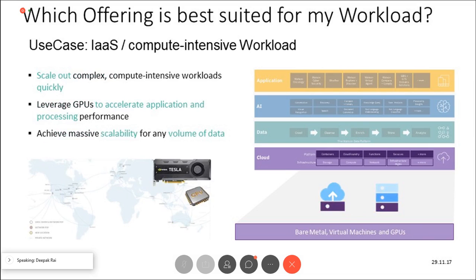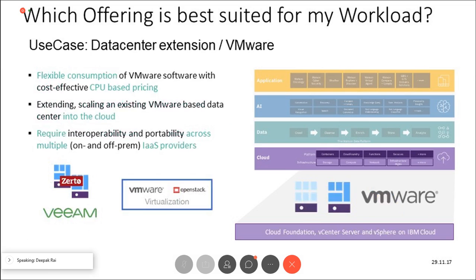When you talk about IaaS or compute intensive workload, we would still go ahead with a traditional offering, whether it's a VM offering or a bare metal offering on the cloud. As you know, we do have a bare metal offering on the cloud as well, where a customer would be able to use the physical server on the cloud, just like how he's using a VM. Going further, in terms of data center extension, we do have VMware offerings.